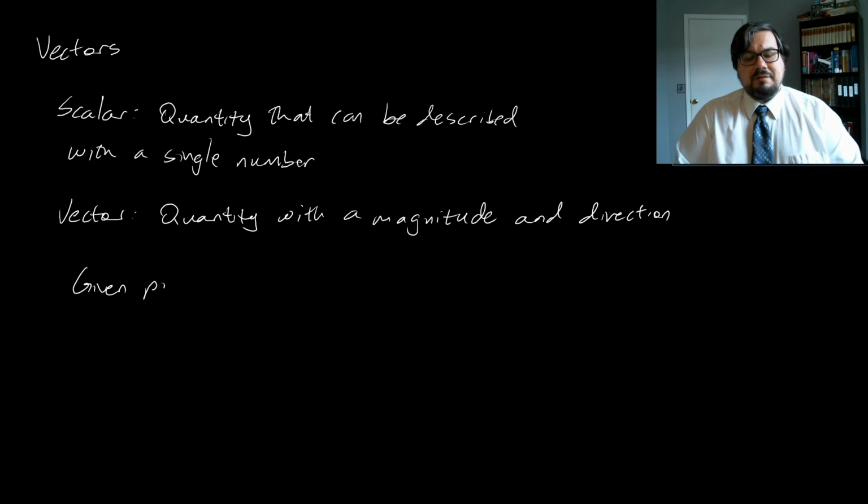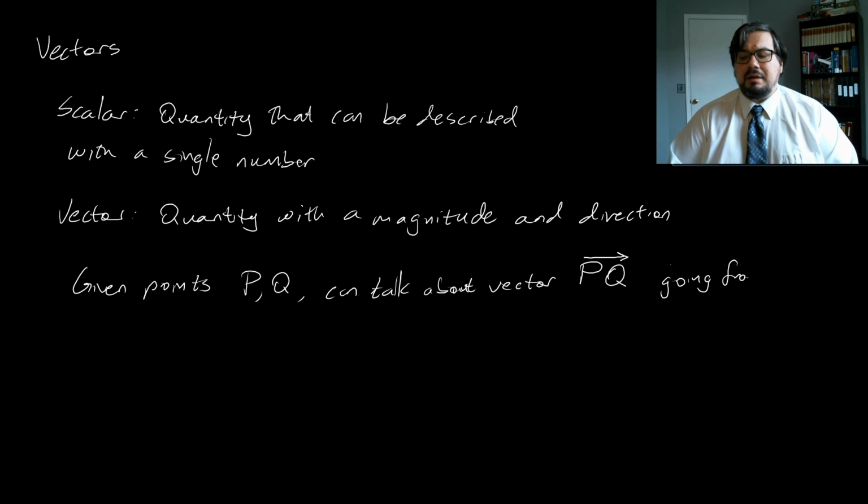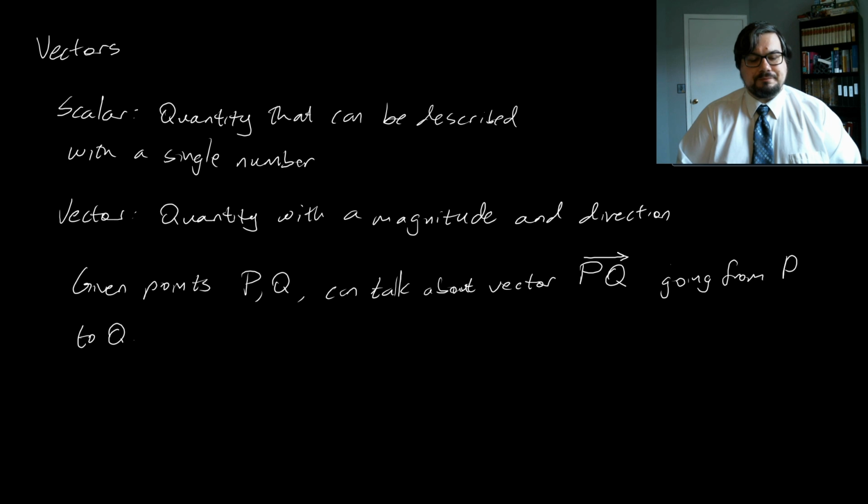So, given points P and Q, we can talk about the vector, which we denote this way, PQ with an arrow over it, going from P to Q. From P to Q like this, and then we have something like that.